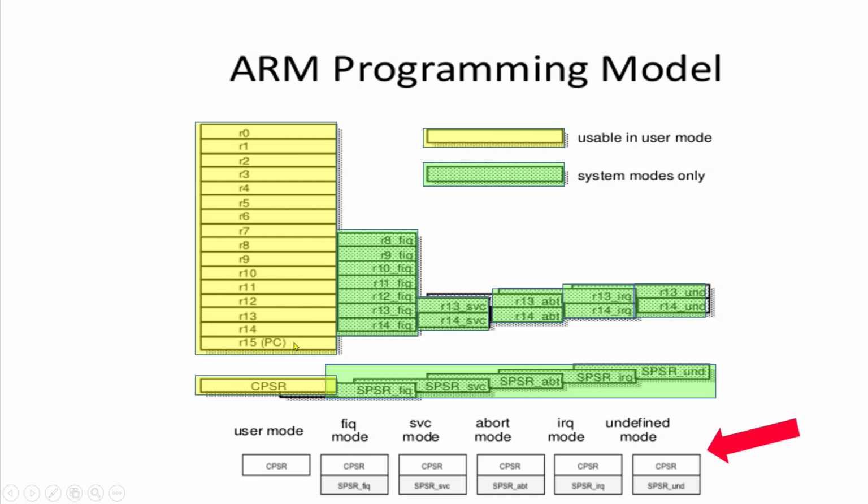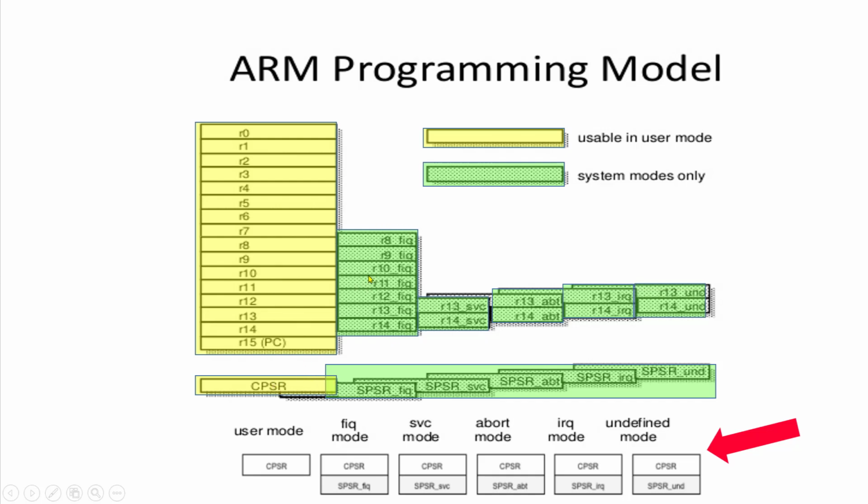That we should understand. Okay, so in user mode, how many registers are used? R0 to R15, total 16 registers are there. Out of these 16 registers, R15 is acting as the program counter, and along with that we have one more register here, the CPSR, the status register.